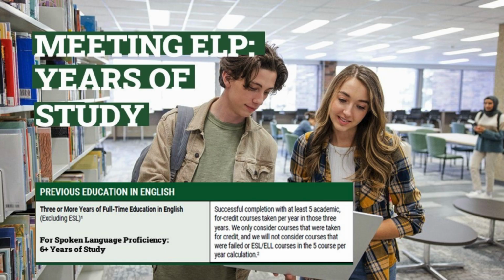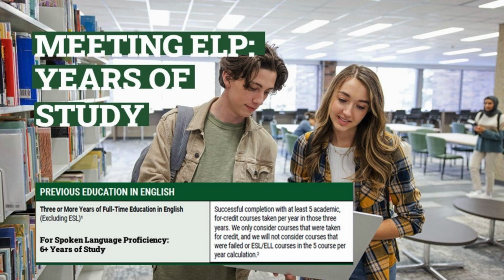the number of credits per course you're taking, and secondly, if it was a regular program or if it was an ESL or ELL course. Again, most students tend to take more than 5 courses per year, so a lot of students have that flexibility, but I do encourage you that if you're planning to meet ELP through 3 years of study, go look at your transcript to make sure that you have at least 5 full credit courses per year in those 3 years.